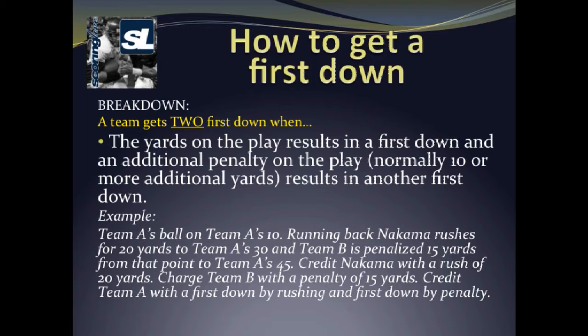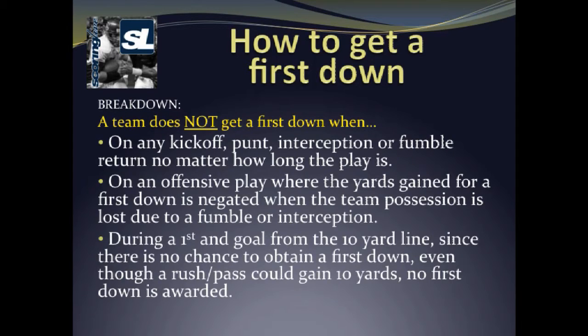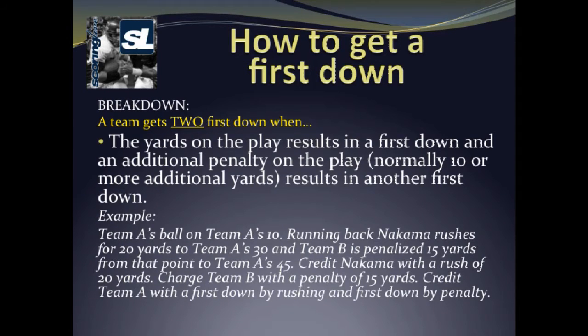Now it gets a little tricky. A team can get 2 first downs on one play if the yards in the play result in a first down and an additional penalty, normally if it's 10 or more yards on each penalty, results in another first down. So let's go over a situation. Team A is the offensive team. Team A's ball on Team A's 10-yard line. So their own 10-yard line going in the opposite direction. Running back Nakama rushes for 20 yards to Team A's 30-yard line. And Team B is penalized 15 yards from that point to Team A's 45.